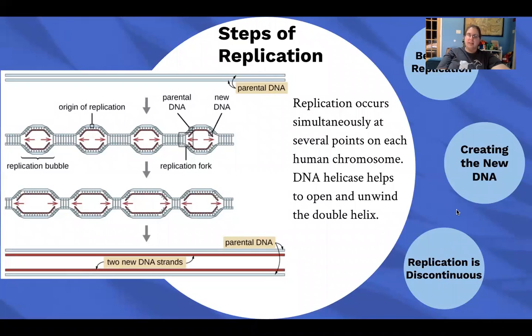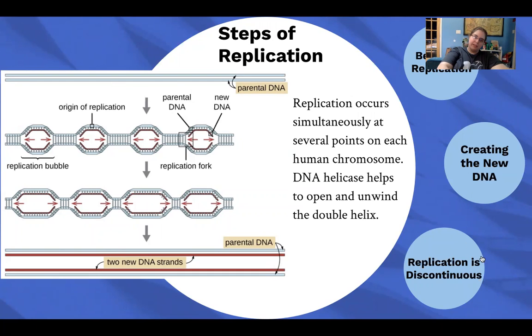Now, the interesting thing about DNA is that it doesn't just start at one end and replicate all the way through. With how long our DNA is, that would take forever. So it actually replicates simultaneously at many different points on each chromosome. So many points on each chromosome, and don't forget we have 23 pairs of chromosomes. So we're talking about this going on at hundreds of places all at once.